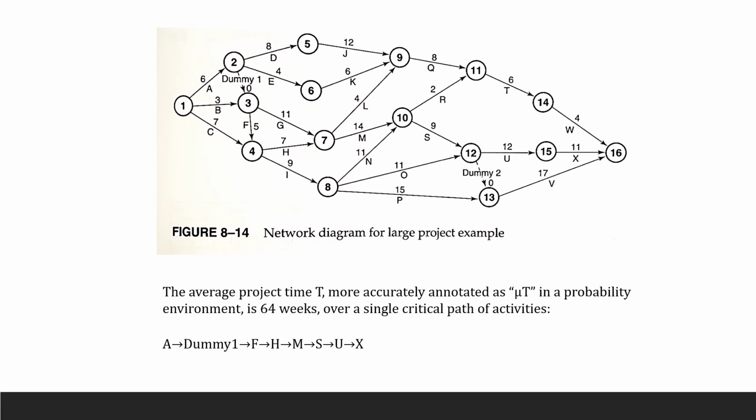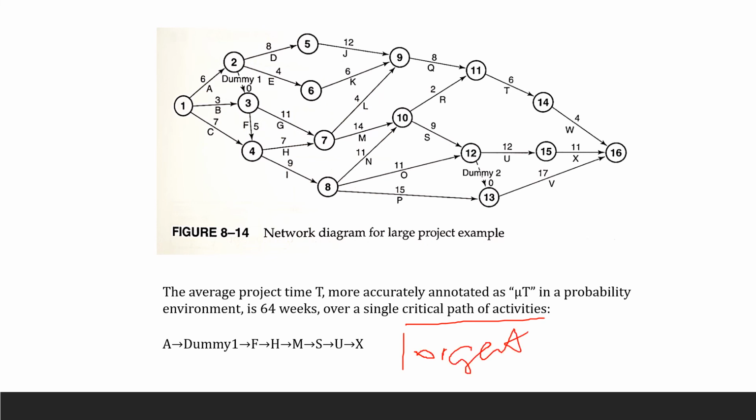Anyway, so the average project time T, more accurately annotated as mu T, in a probability environment, is now 64 weeks in this example over a single critical path of activity. So here, this is your critical path. Every time we talk about the critical path, we are looking at the longest path.